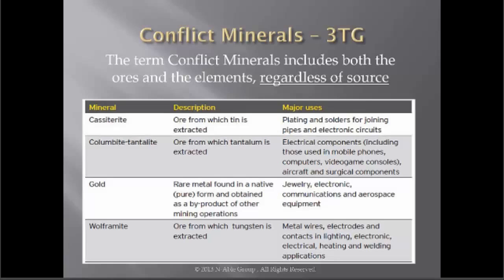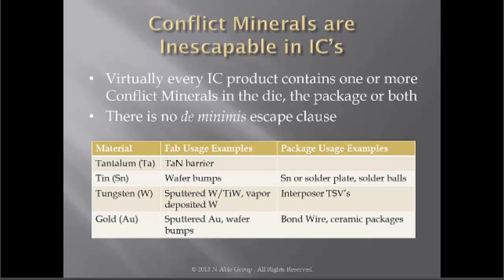Conflict minerals are basically inescapable in ICs, and I'll tell you what I mean by that. Virtually every IC product contains one or more of the elements on the CM list. If you look down, tantalum typically gets used as a barrier layer in a wafer fab in the form of tantalum nitride. Tin in the wafer fab with wafer bumps for flip chip bonding. Tungsten, sputtered tungsten or titanium tungsten, vapor deposited tungsten hexafluoride, gold and sputtered gold wafer bumps, and the same type of thing over on the packaging side.